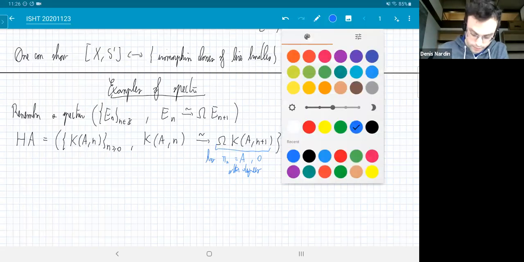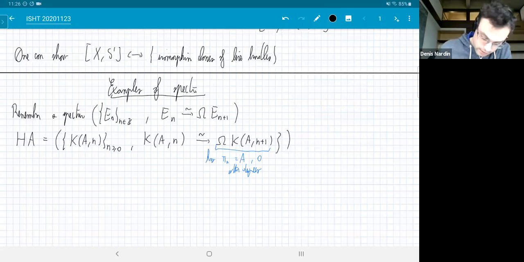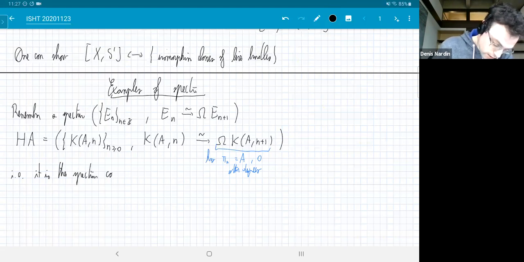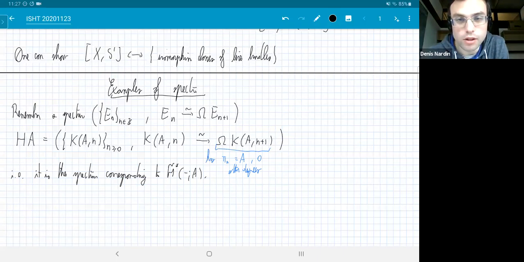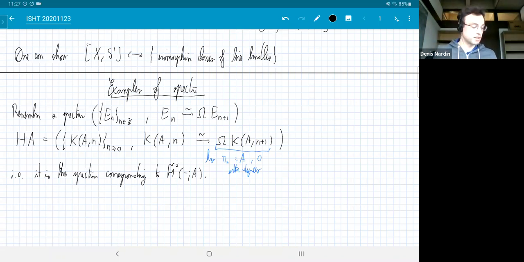Or if you want, say it differently, it is the spectrum corresponding to H tilde star of A, to this cohomology theory. The only cohomology theory we have. So it had better have a spectrum. And that's a very important spectrum.